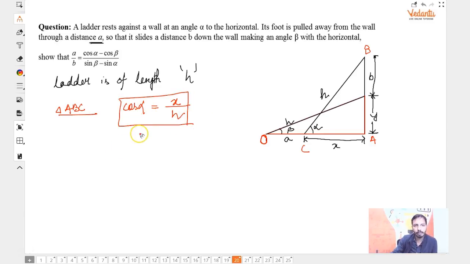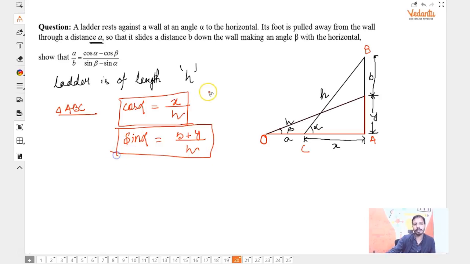And let me also write what is sine of alpha from here. What is sine of alpha, guys? If you see here, sine of alpha is height, that is b plus y, I can write it, right? And this height by hypotenuse is h. So I get the second equation. So this is 1, this is 2.